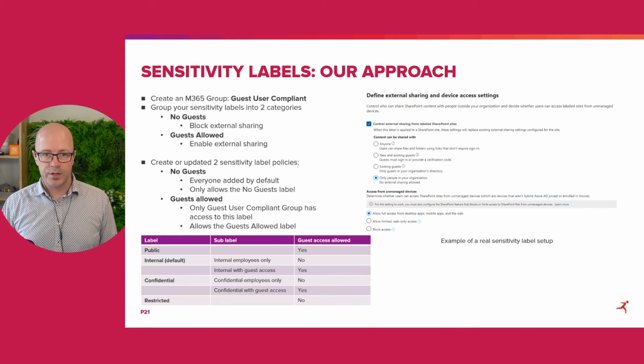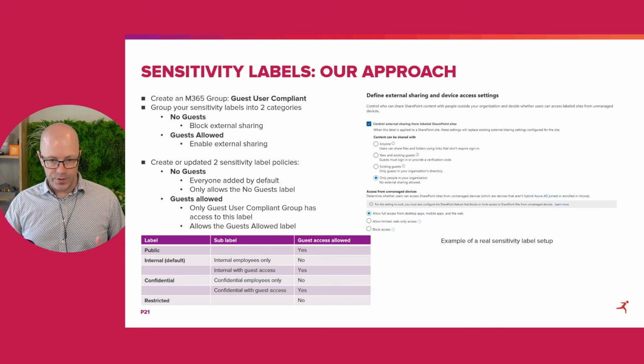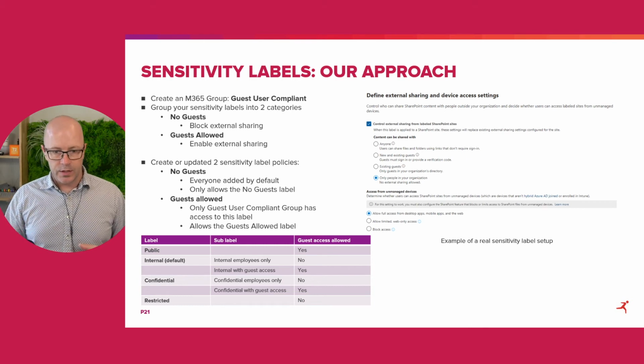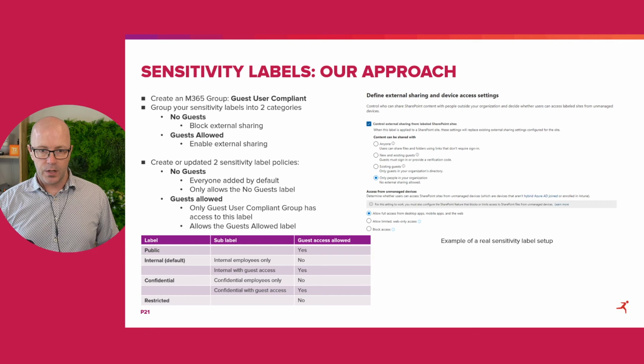Now, we realize that this could be more complex within your environment based on your requirements and the things you have to consider with compliance. But we see the simplest way is to make sure that it's really clear with a sub-label: this is for guest access and this is for just people within the organization.